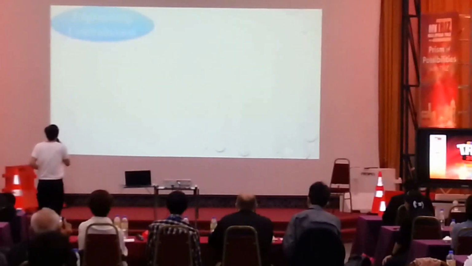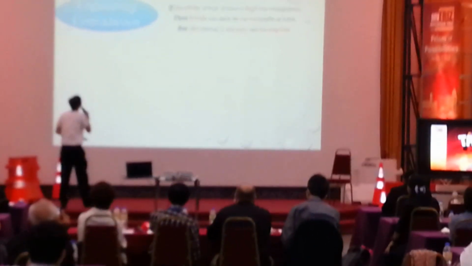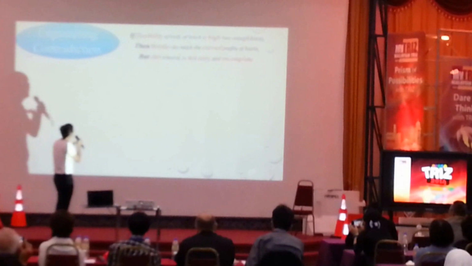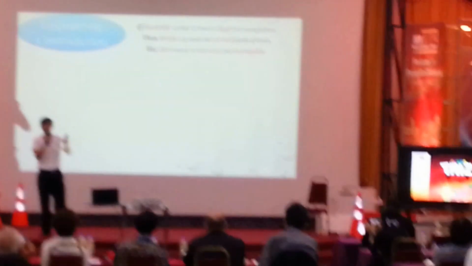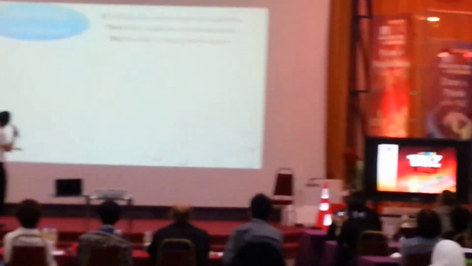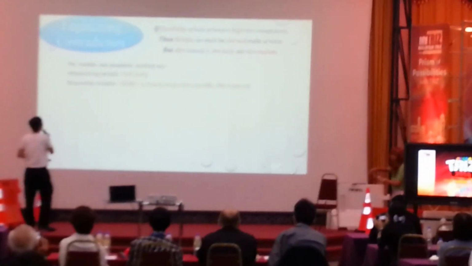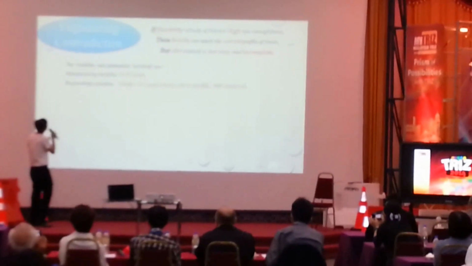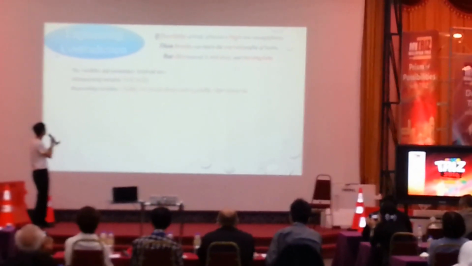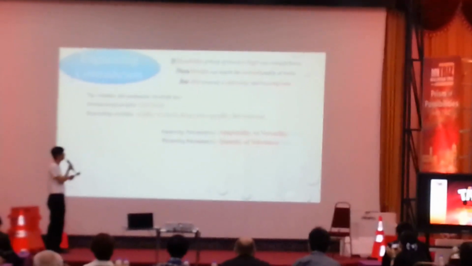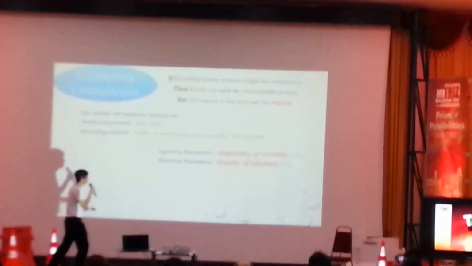So, let me form an engineering contradiction, EC. If the flexibility of the body of the brush is high, then the blister can reach the curved profile of the bottle, but the dirt removal is not easy and incomplete. So the variables and parameters are: the manipulating variable is a soft body, the responding variable is the ability to reach the deep curved profile and the dirt removal. The improving parameter is adaptability, the worsening parameter is quantity of substance.